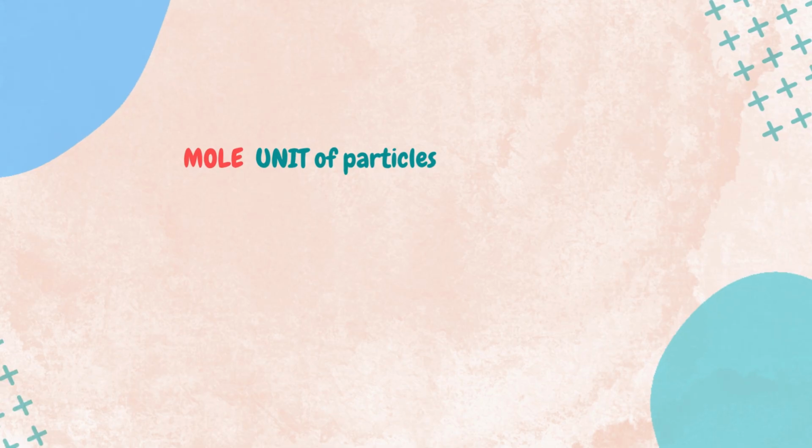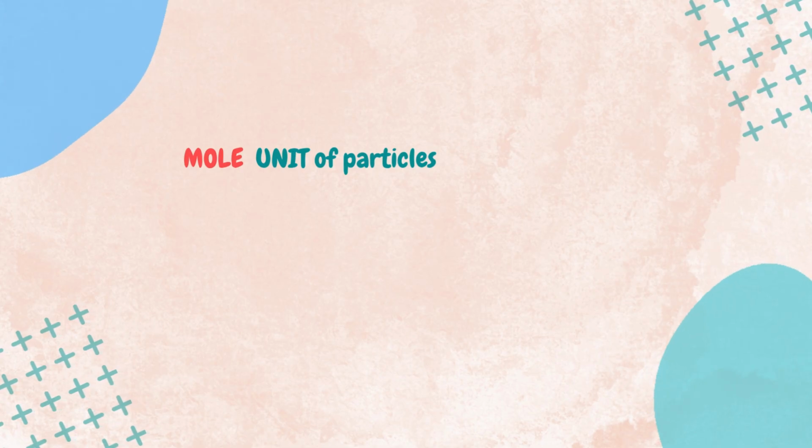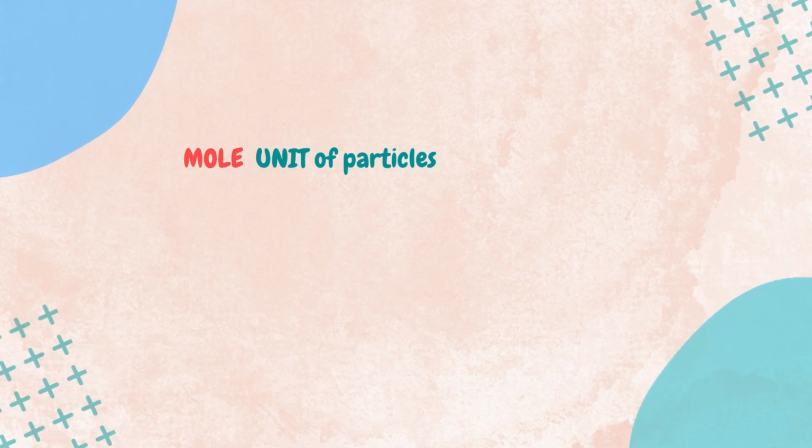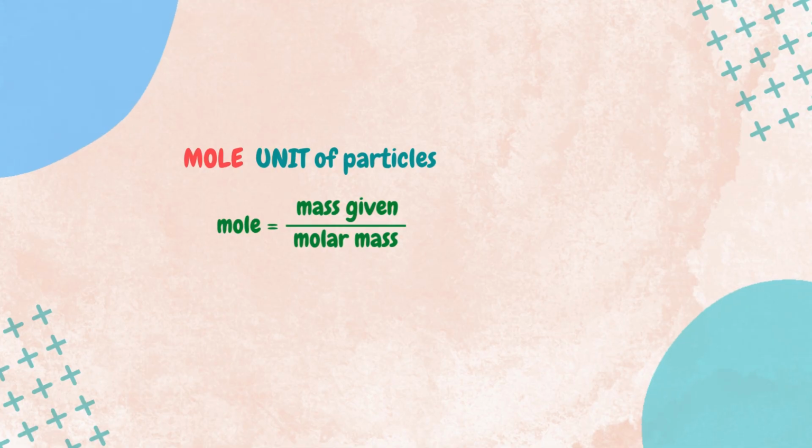To recap, a mole is a unit of particles. When the mole of a substance is given, the mass of that substance can be calculated, and when the mass of a substance is given, its mole can be calculated. The relationship between the mass of the substance and its mole is equal to mass given over molar mass. Mass and mole are two sides of the same scientific coin. Mastering their relationship means you've unlocked one of the most powerful tools in quantitative chemistry.